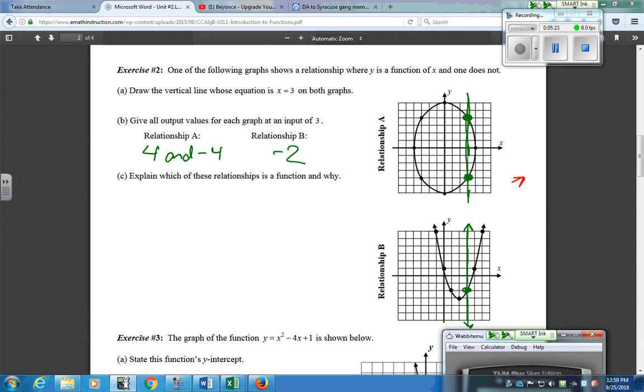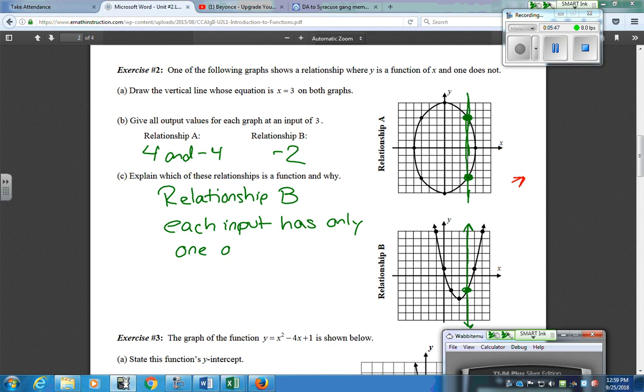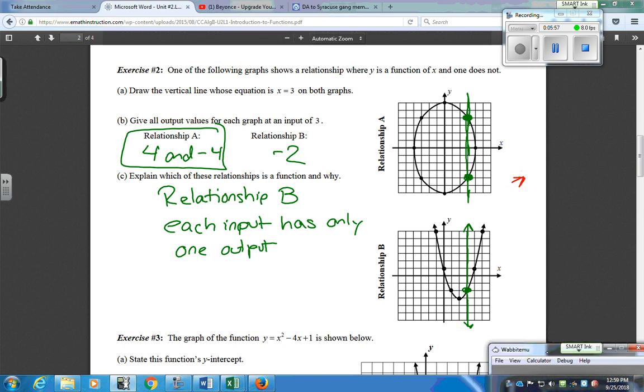So they want us to explain which of these is a function. Now, the one that's going to be a function is relationship B. And the reason it's a function is because there is only one output value. So relationship B, each input or x value has only one output. And we kind of disproved that for relationship A because we had two output values for the one input value. So that's a little review of functions. That'll help you with the first part of the next page.